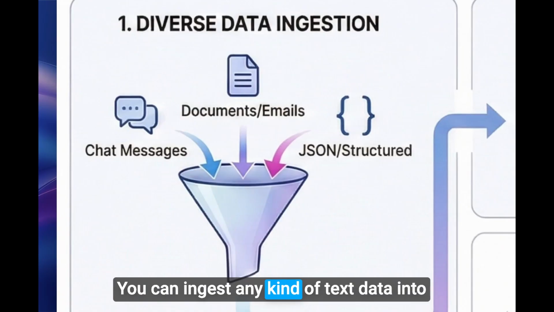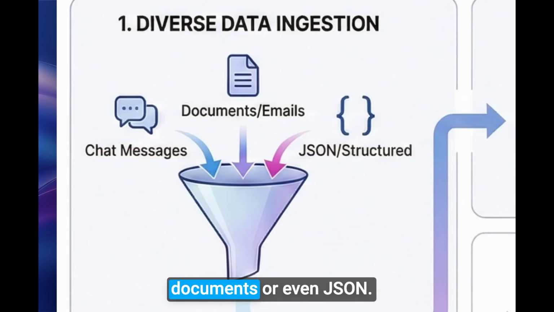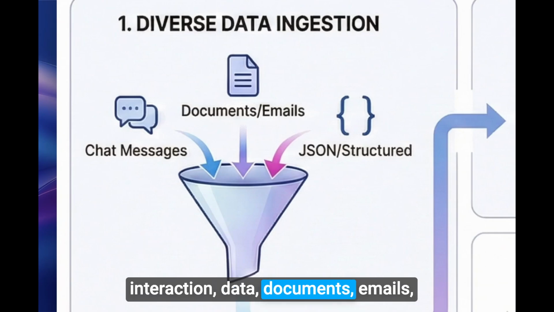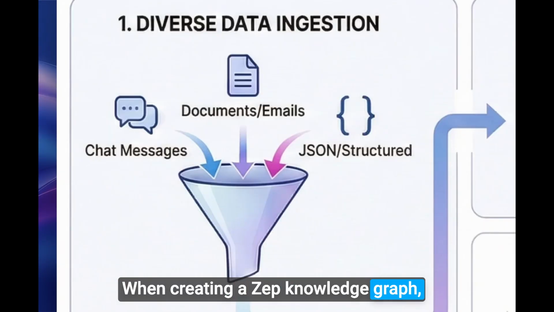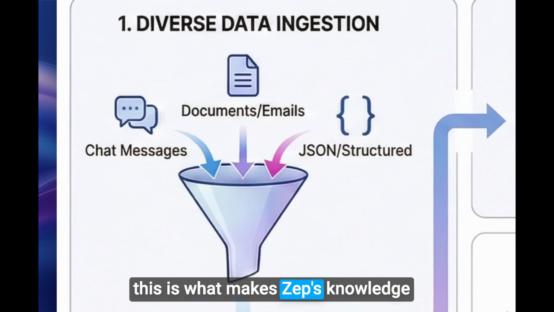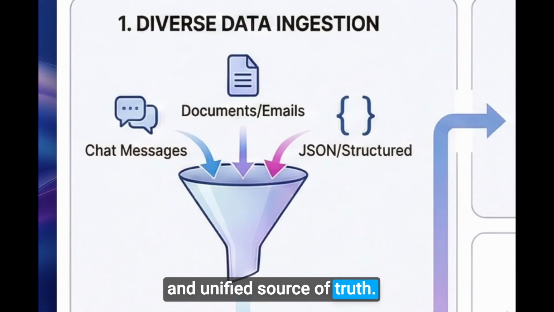You can ingest any kind of text data into a ZEP knowledge graph, such as chat messages between a user and agent, unstructured text such as documents, or even JSON. This means you can send user interaction data, documents, emails, transcripts, business data, or any other kind of text, whether it's structured, semi-structured, or unstructured, when creating a ZEP knowledge graph. This is what makes ZEP's knowledge graph a unified store of context. It can take in disparate types of data to create a factually consistent and unified source of truth.